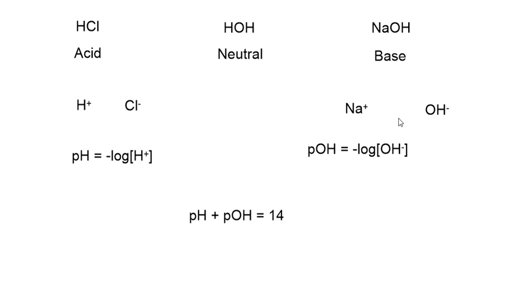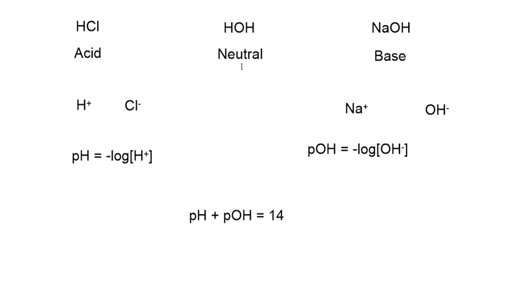Now what about neutral? If you look at water, normally written as H2O, I've written it as hydrogen hydroxide. This is called an amphoteric substance. It could be acidic or it could be basic. See, it's got an H+ in it, which could be like an acid, and an OH-, which is like a base. Since it's got both, we're going to call it neutral.